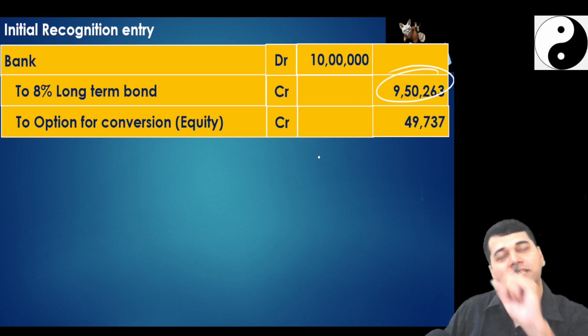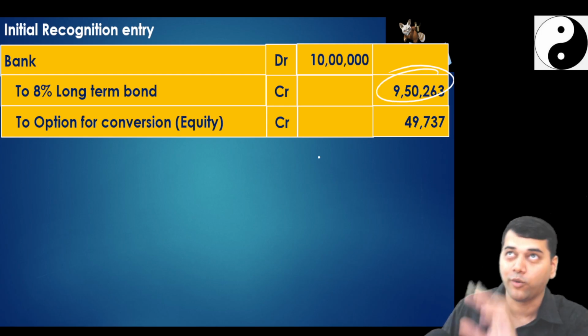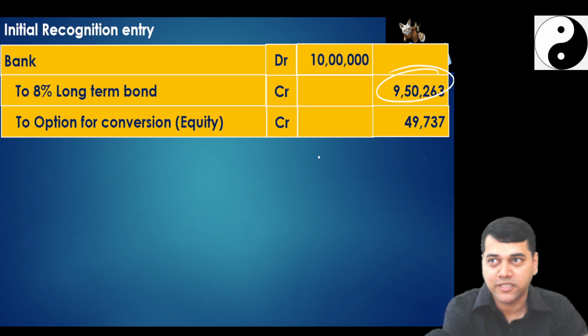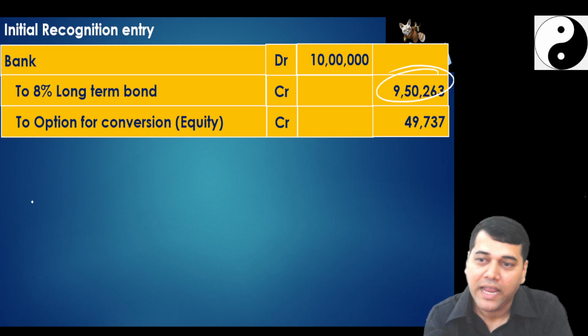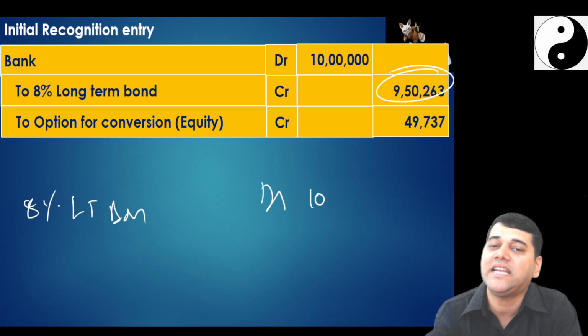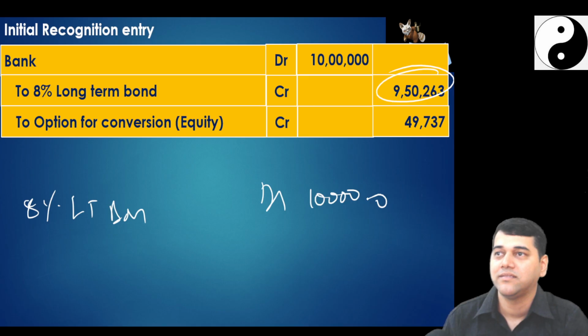Alternatively, just think in your mind how it looks. Oh, this balance will become this. Since unamortized, unwinding interest is not going to happen. So, 8% long-term bond should get debited with 10 lakhs.